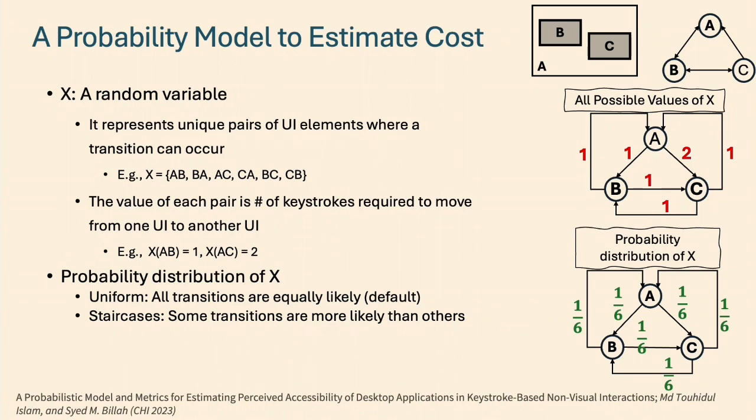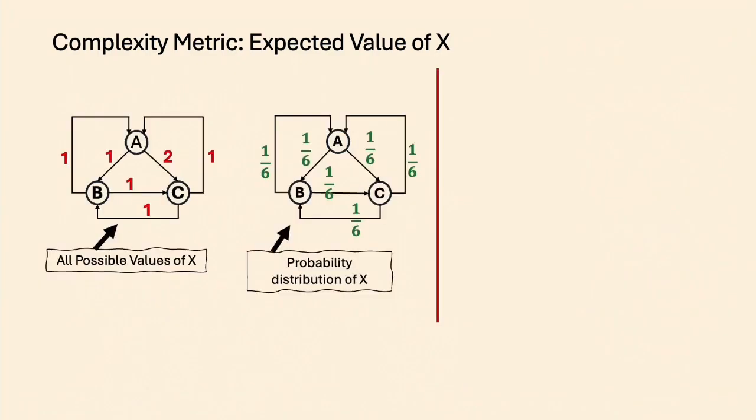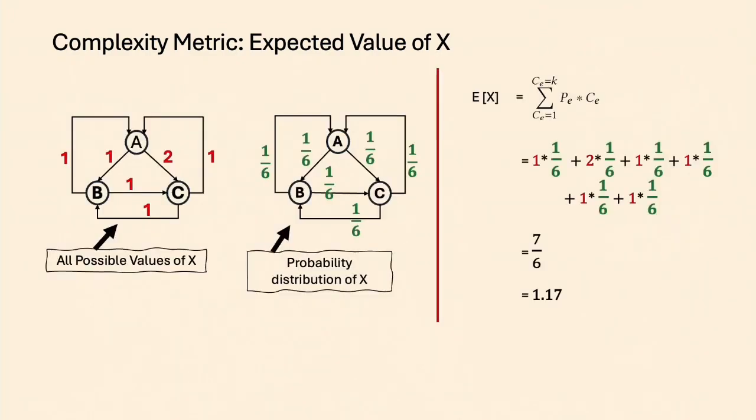And to make anything a probability model, we need to estimate the probability distribution. We start with a uniform probability distribution. That means movement from A to B or A to C or any other pairs are equally likely, which is unrealistic, but is a reasonable baseline. With that formulation, if we take the expected value of our random variable X, we get a number, 1.17. And that is the number we showed earlier.